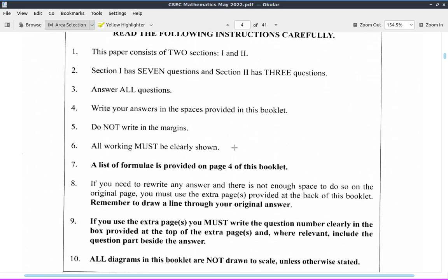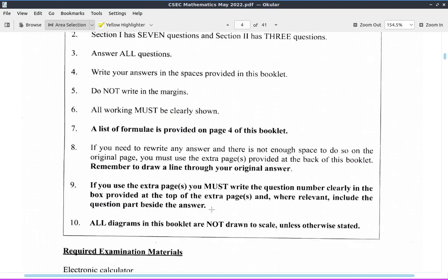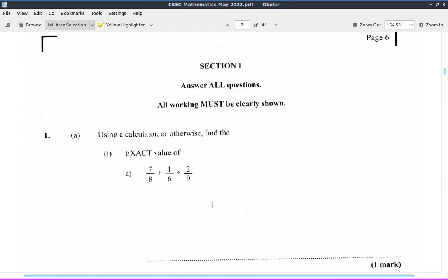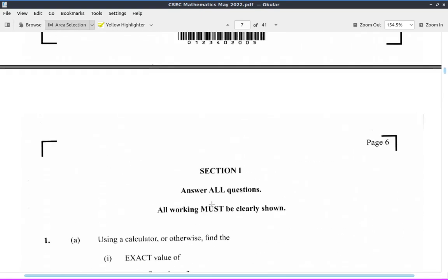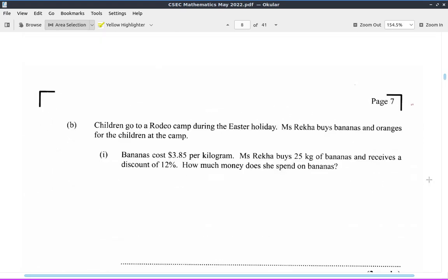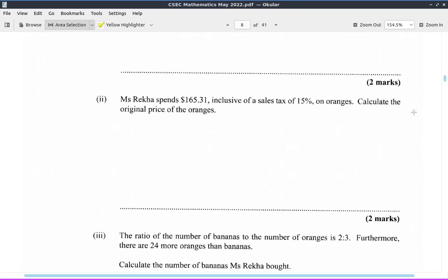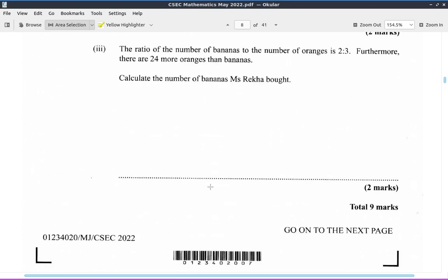So here again, all working must be clearly shown. Don't write in the margins. Right? Do not write in the margins of the paper. You write under the questions. Alright?